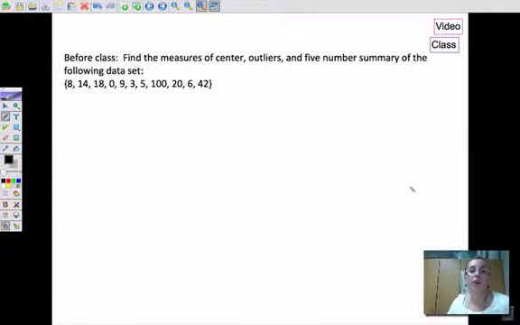Okay? So before you come to class, I want you to find the measures of center. That would be mean, median, mode. Any numbers that I have identified that you think are outliers. And then also find a 5-number summary. And then also let's add on, find the IQR, the interquartile range, as well of the following data set.